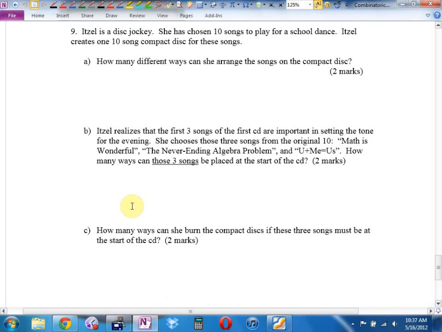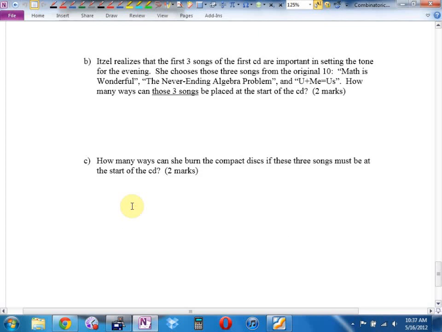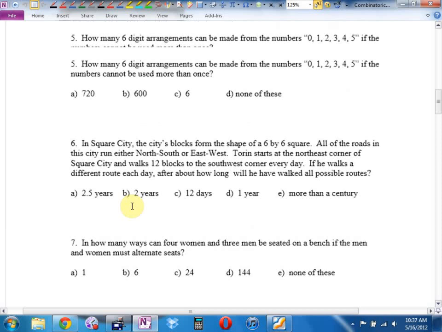Math is wonderful, the never-ending algebra problem, and you plus me equals us. Oh, what a great playlist that is there. Wow! How many ways can those 3 songs be placed at the start of the CD? And then C, how many ways can she burn the compact discs if these 3 songs must be at the start of the CD? That's a pretty good indication of almost everything you'll see on your test.